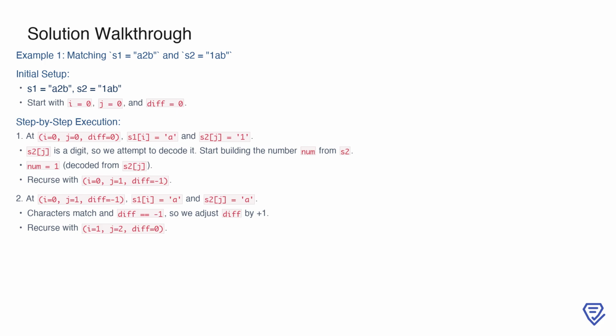At the initial step, s1[i] is a and s2[j] is 1. Since s2[j] is a digit, we decode it to get the number 1. This means we consider adding 1 to the length difference, so we recursively move forward with the updated state, i equals 0, j equals 1, diff equals -1. Now, at the next step, s1[i] is still a, and s2[j] is also a. The characters match, and with diff equals -1, we adjust the difference by adding 1 to bring it back to 0. We then move forward to the next state, i equals 1, j equals 2, diff equals 0.